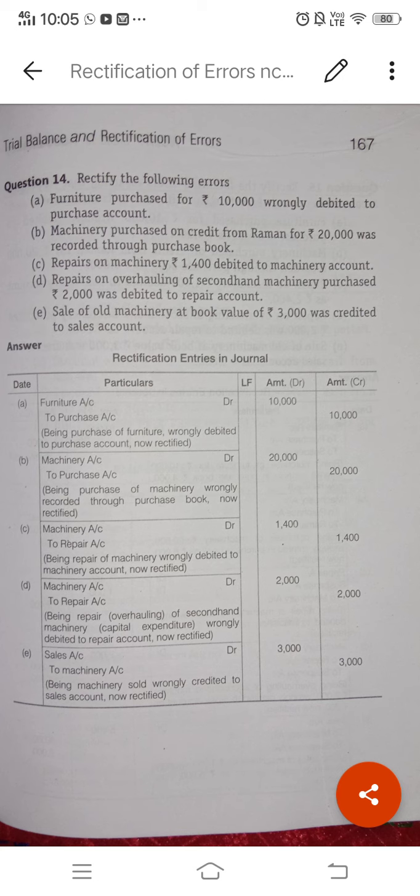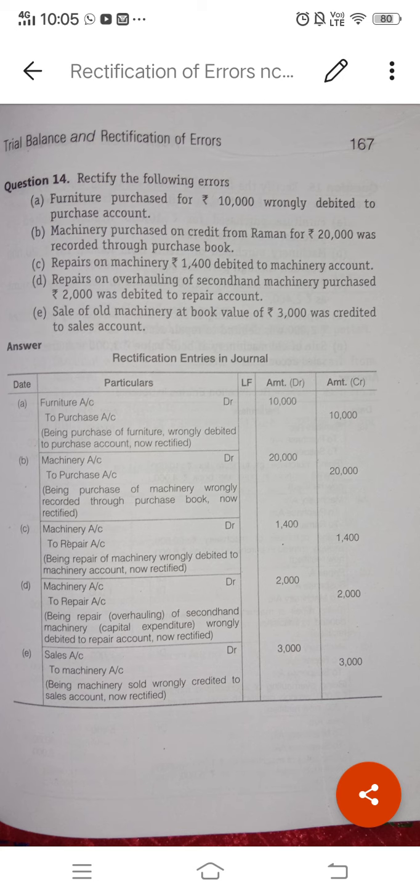Okay, so repairs on overhauling of second hand machinery purchased rupees 2000. What is the correct entry? First you have to write the correct entry. The correct entry is machinery account debit to cash account. But instead of debiting the machinery account, it is debited to the repair account. So in the repair account there is an excess debit balance of 2000. To cancel that excess debit balance, we have to credit the repair account with 2000 and debit the machinery account.